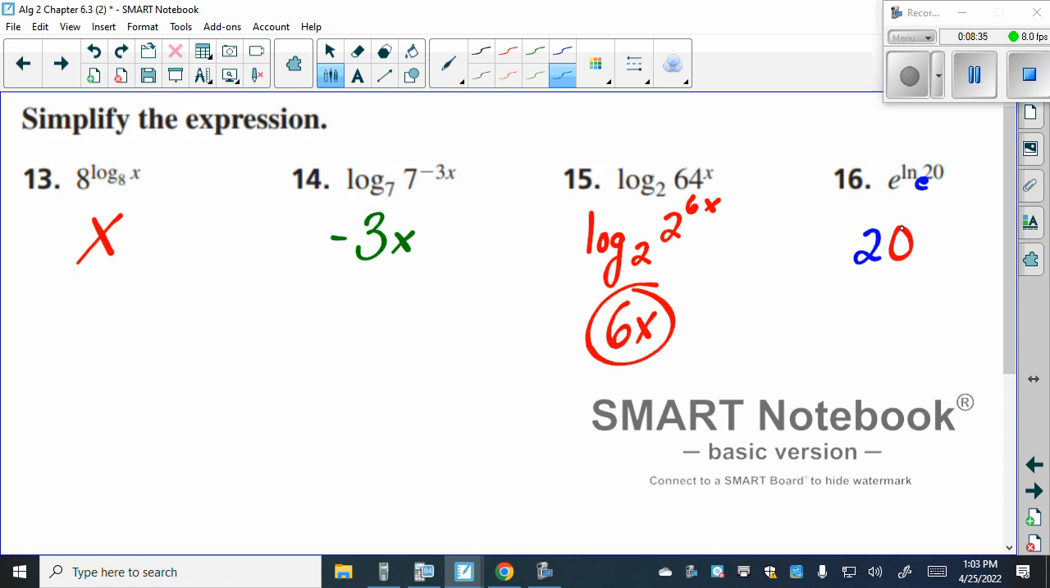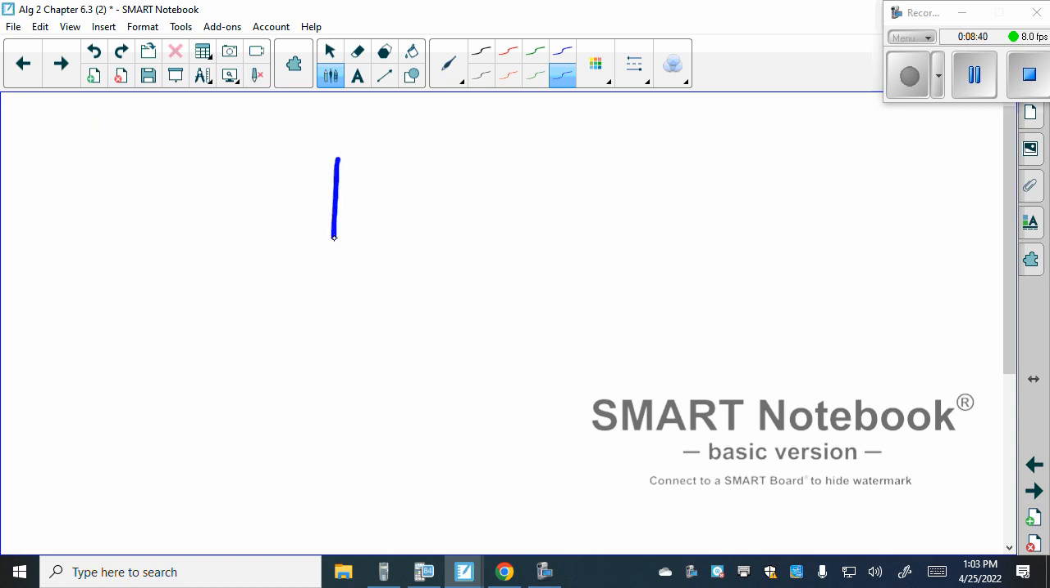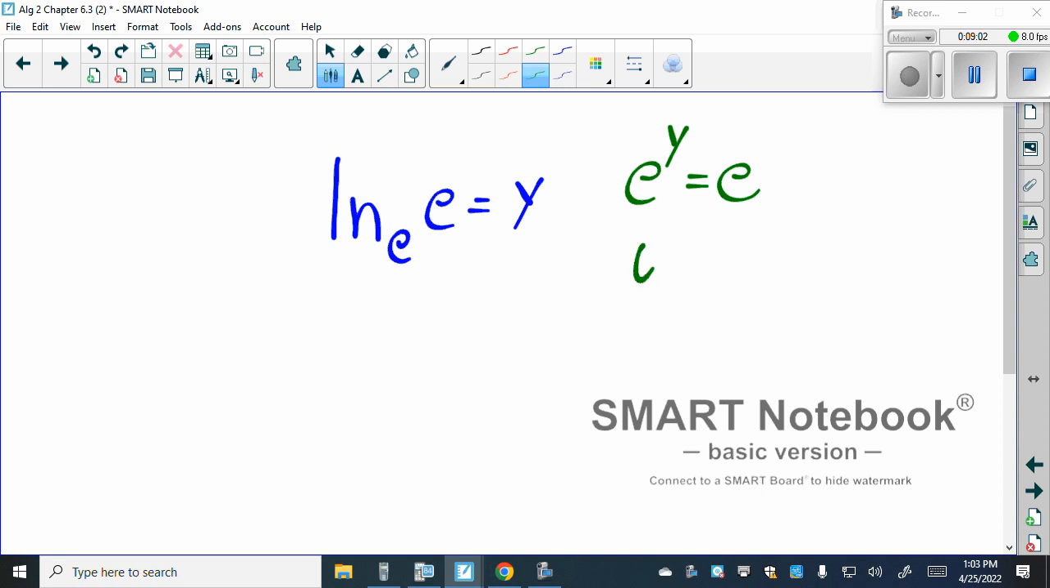And there's a reason that these simplify out, and it's easier to show with, let's say, ln base e of e equals y. Well, if we rewrote this as exponential as we worked with last week, we would say that we have e to the y is equal to e. What's the only power I can use that gives me back what I already put in? The only value that y can be is 1, because e to the first is still e.